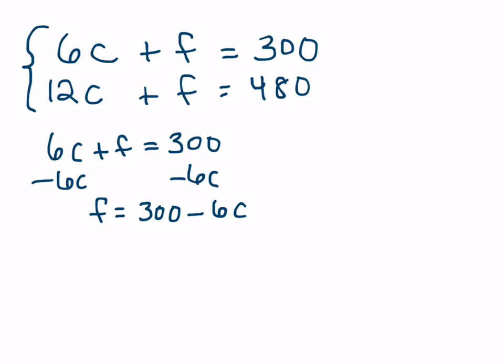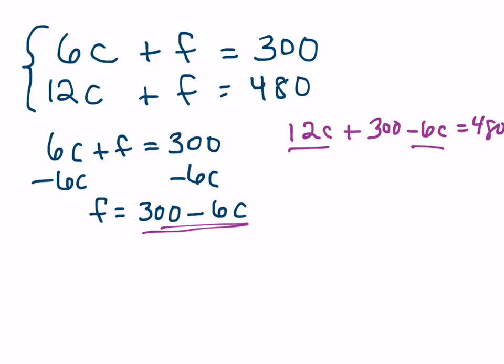Okay, and I didn't use the second equation yet, so I'm going to substitute into that one. 12c plus f, and so instead of f, I'll write this, 300 minus 6c. No multiplying in this one. There's no coefficient in front of f, so I'm going to skip the parentheses. And that equals 480. All right, so combining like terms, 12c minus 6c is 6c.